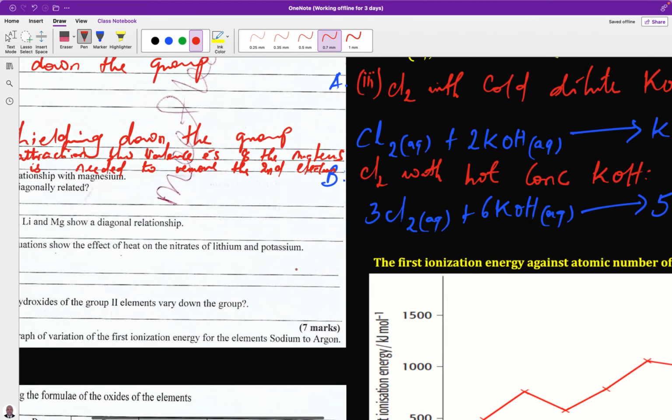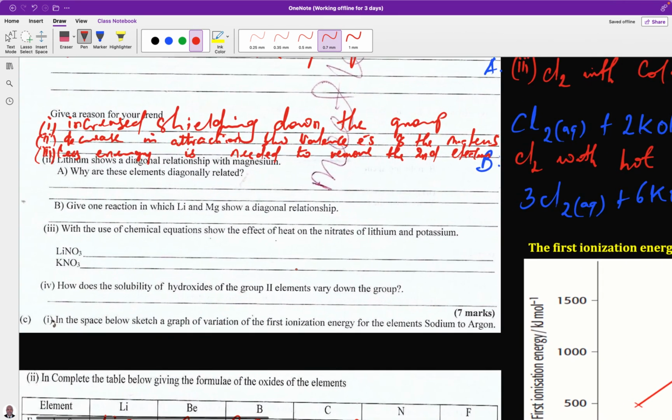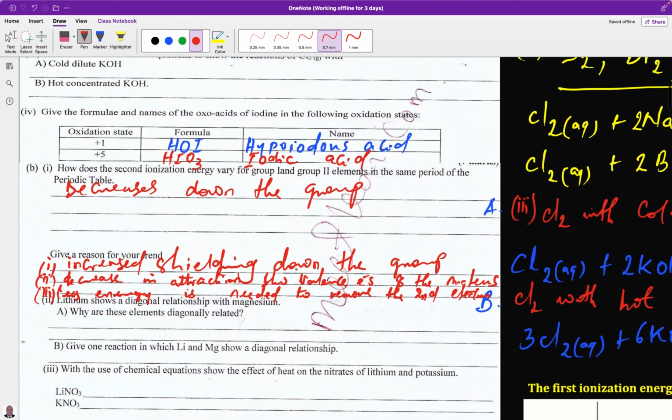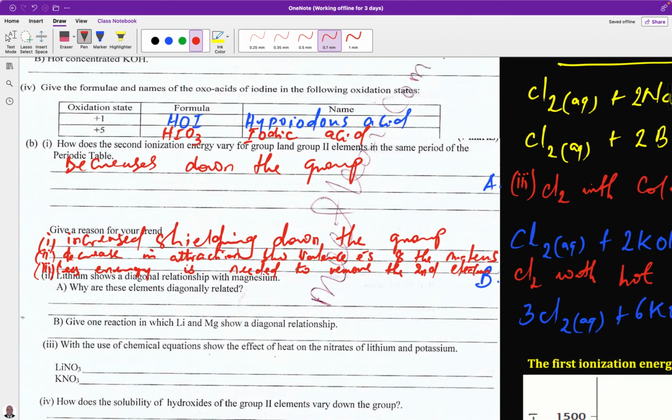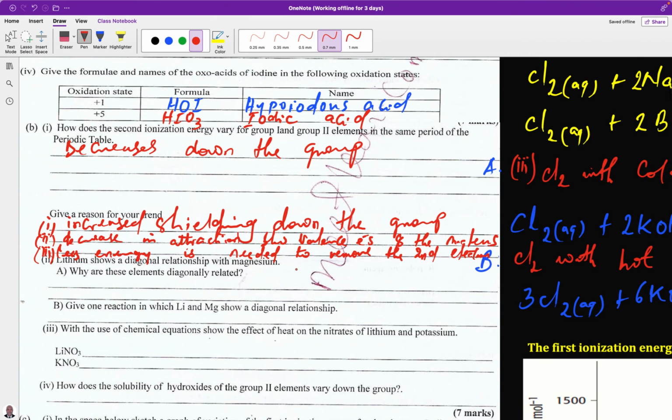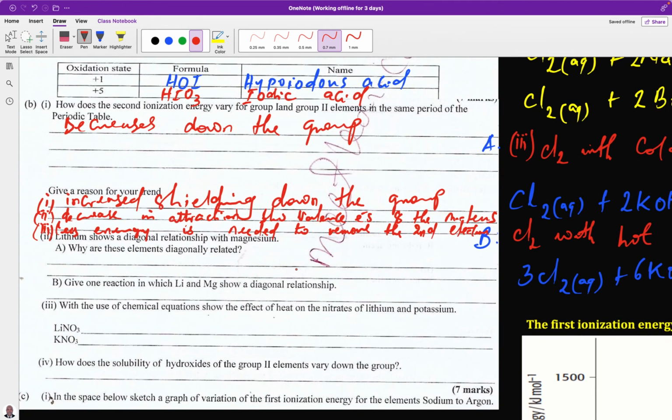Now, I went further again. The last one was to give the formula for the oxo acid of iodine in the following oxidation states. I said it is HOI and the name is hypoiodous acid. For plus 5, I said it is HIO3 and the name is iodic acid. Now, how does the second ionization energy vary down the group? I said it decreases down the group.